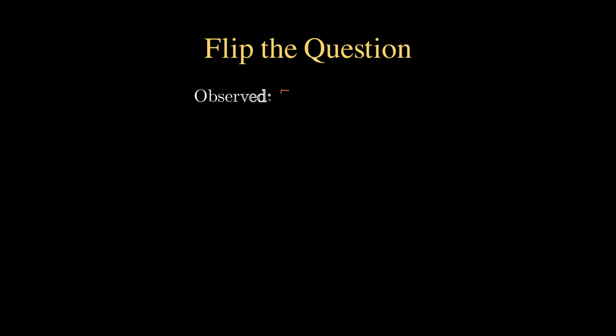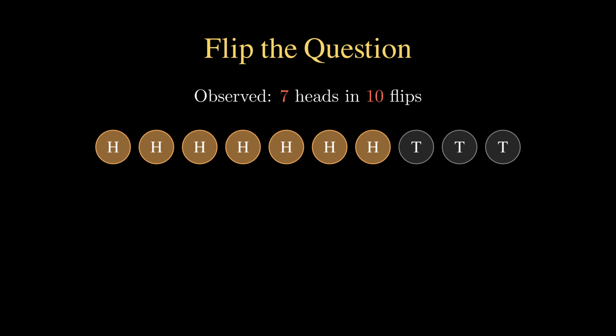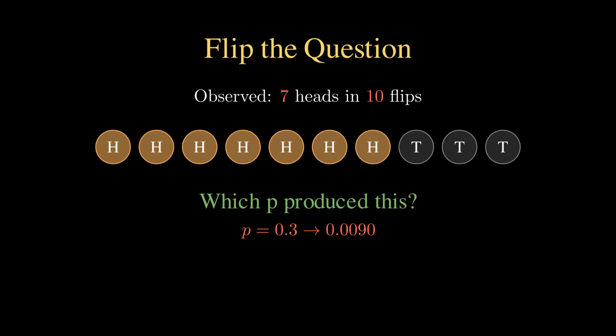Now, let's flip things around. Suppose you don't actually know P. You flip the coin 10 times and you observe 7 heads. That's your data. It's fixed. It happened. So the question becomes, which value of P could have produced this? If P were 0.3, you'd compute the formula and get a pretty small number, 0.009. If P were 0.5, it's a bit higher, 0.17. But if P equals 0.7, that gives the highest value, 0.267. So 0.7 looks like the best candidate.